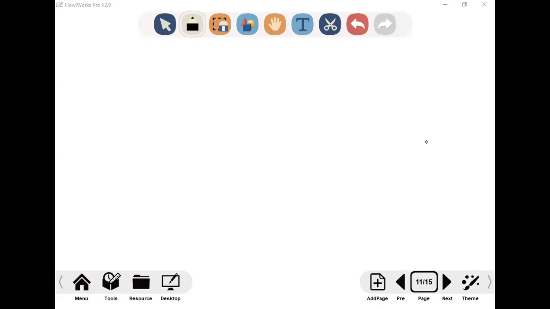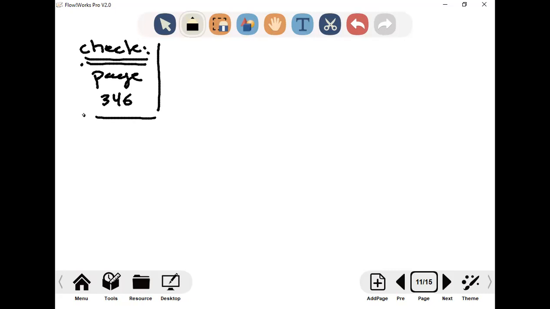We are in the check page 346, right? Yeah. She is required to read at least 2 hours. That means 2 hours or more. At least 2 hours means more than or equal to, right? Continue. Good. Now look at the table.